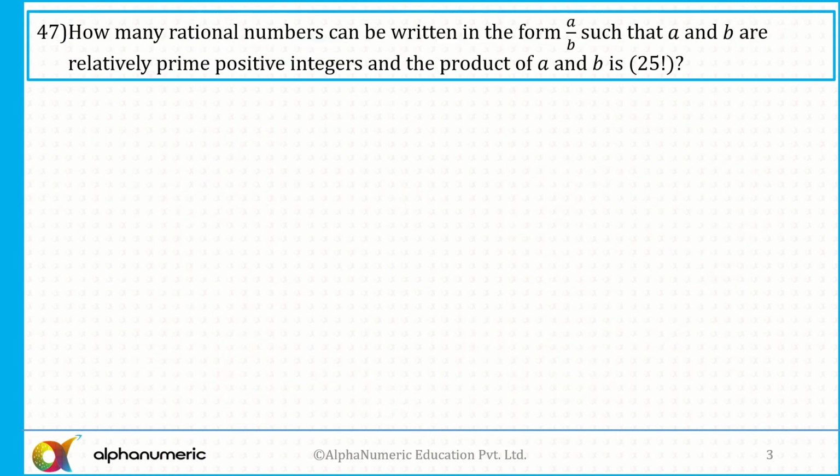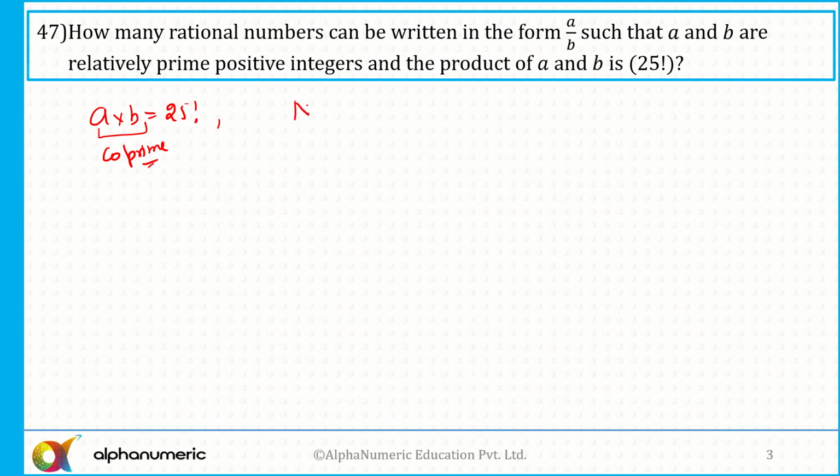Now let's move to the next question. It says, how many rational numbers can be written in the form of a by b such that a and b are relatively prime positive integers and the product of a and b is 25 factorial. So we know that a into b is equal to 25 factorial, and a and b are co-prime to each other here.